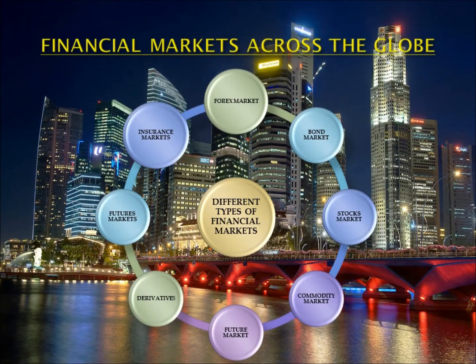Types of markets across the globe. Understand, these are just examples of different types of markets. There are many other financial markets which are not mentioned here. This is just to give you a basic understanding. I will start from the top right and go clockwise. We have the forex market, the bond market, the stock market, the commodity market, the futures market, the derivatives market, and insurance markets.